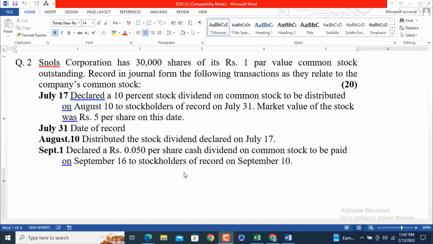And remember that the cash dividend is a liability and obligation of the company, so it will hit the assets of the company and economic resources, which is cash. So we have two entries in the case of a cash dividend: one entry on the date of declaration, and the other on the date on which we distribute the cash dividend among the shareholders or stockholders of the company. So let's move to the solution of this question.